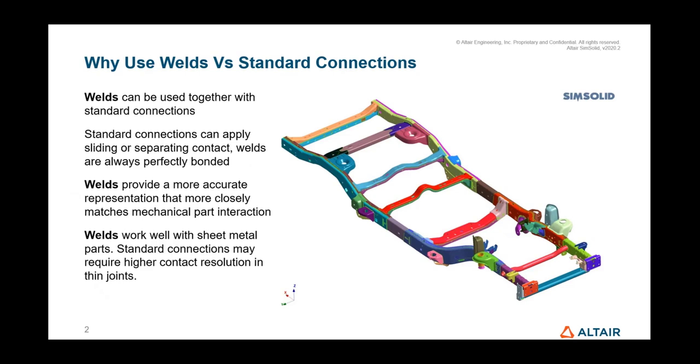Why would I use welds versus standard connections? Well, the reality is we can and probably should use both depending on our assembly. The standard connections we can apply, as we've already talked about, sliding and separating contact, but welds are always going to be perfectly bonded. So we're not going to be modeling explicitly things like weld failure in here, but welds can provide a more accurate representation that more closely matches reality than if you were to just put on a bonded contact. And then we also get the ability to contour stress on there.